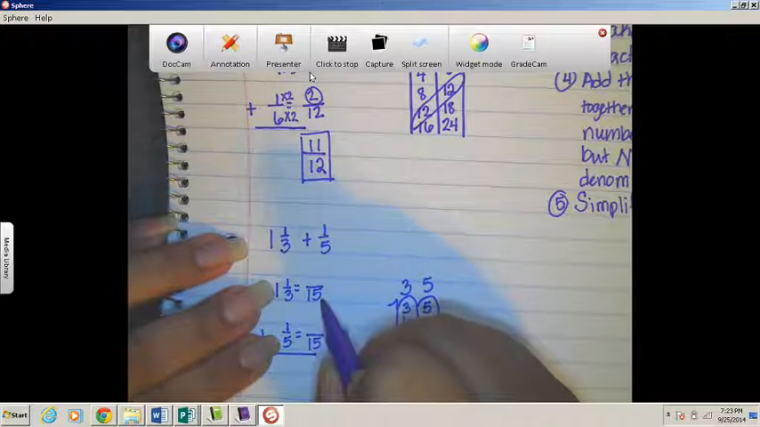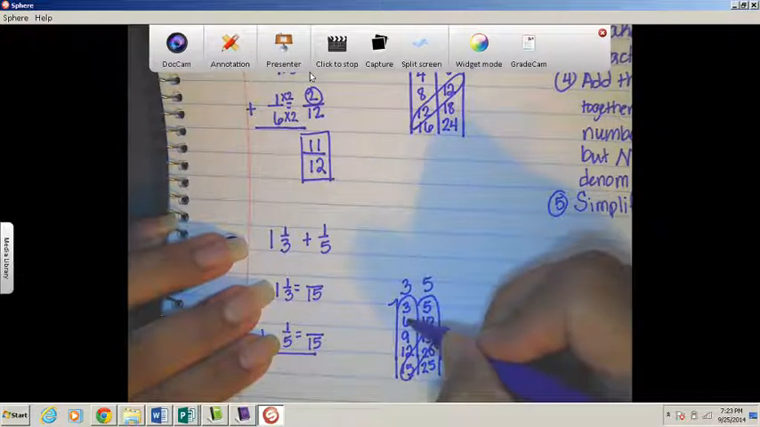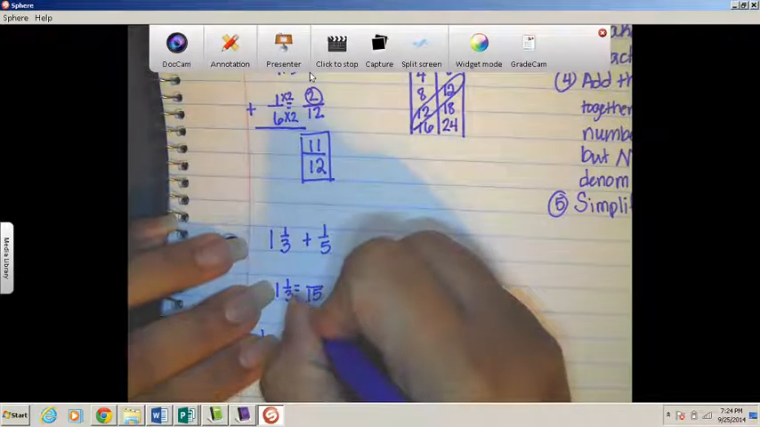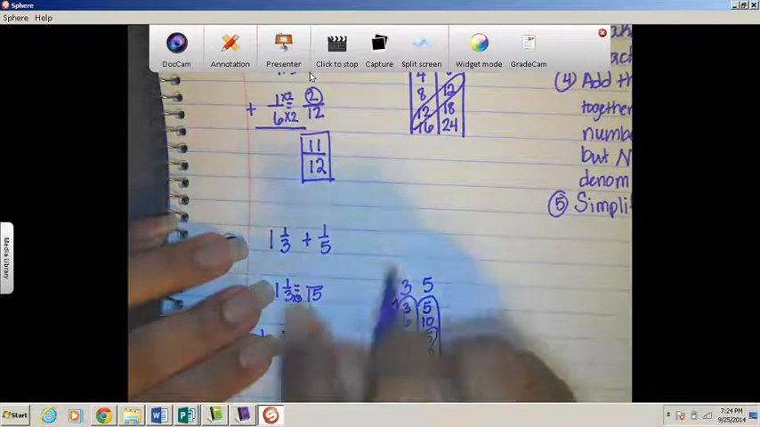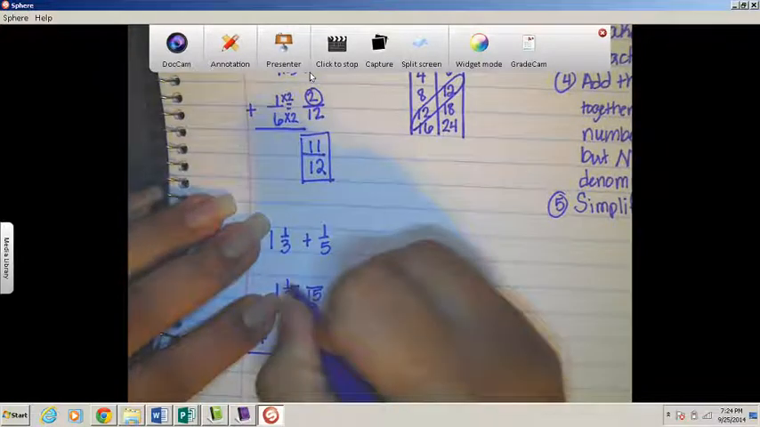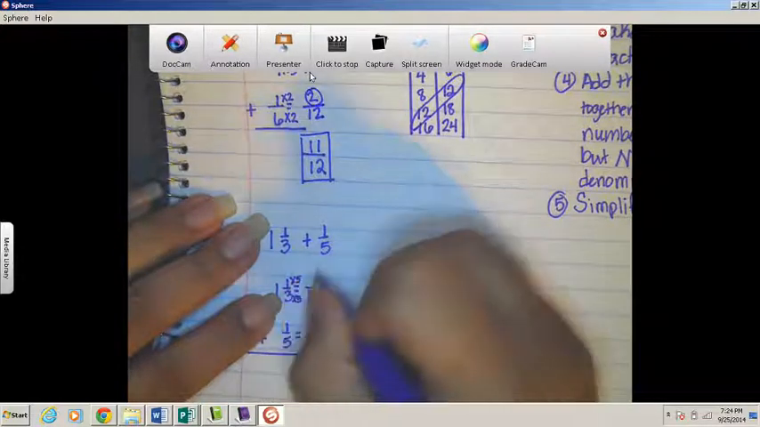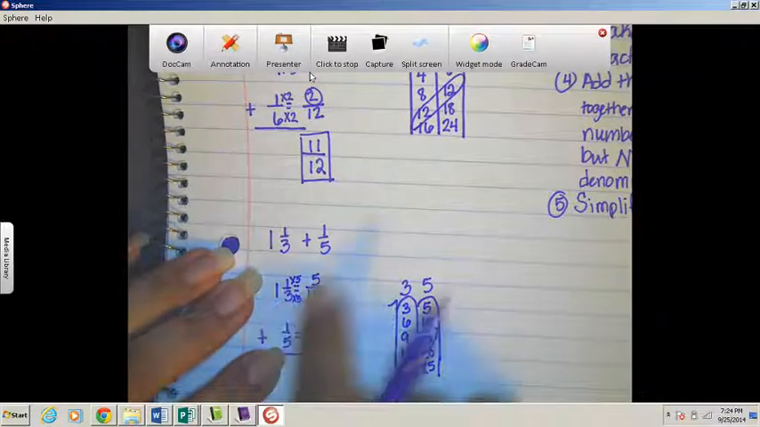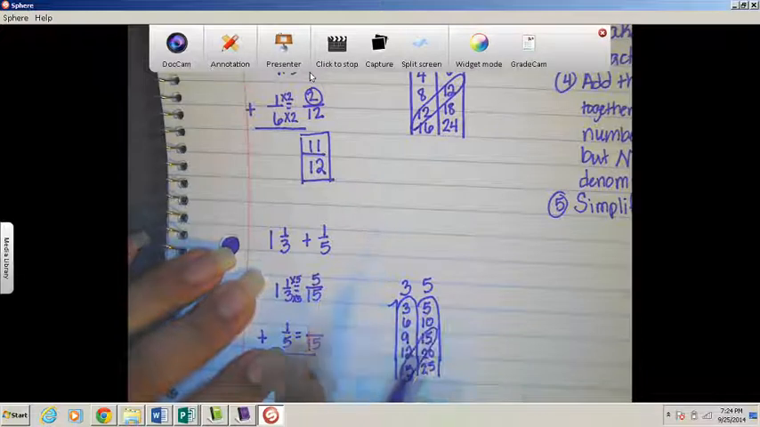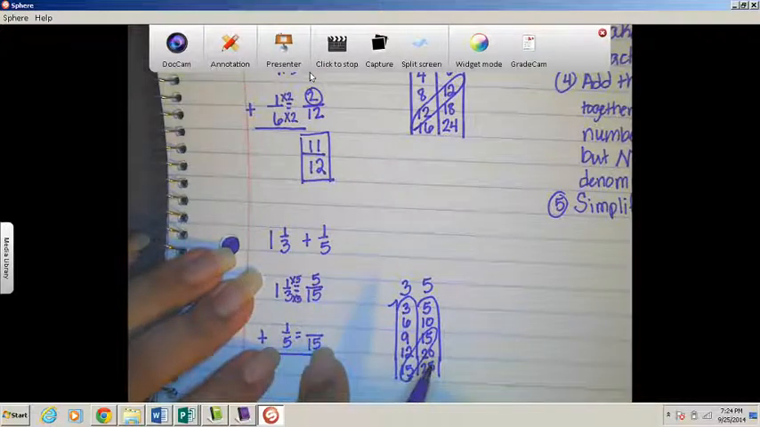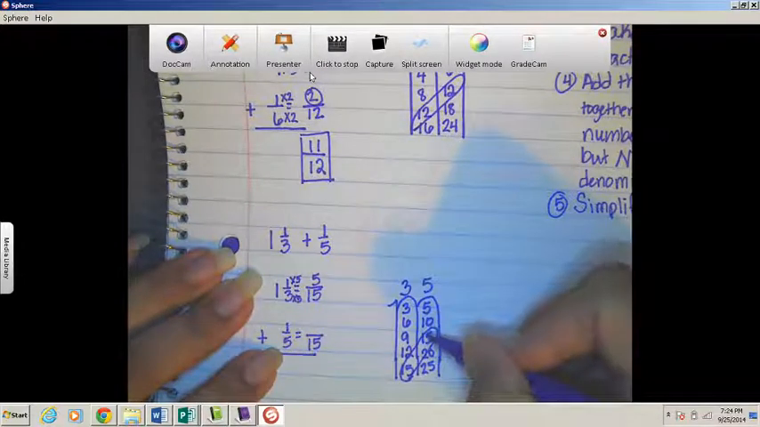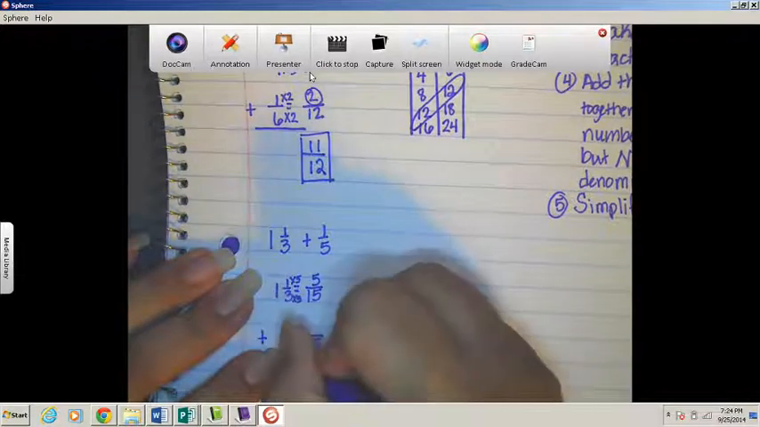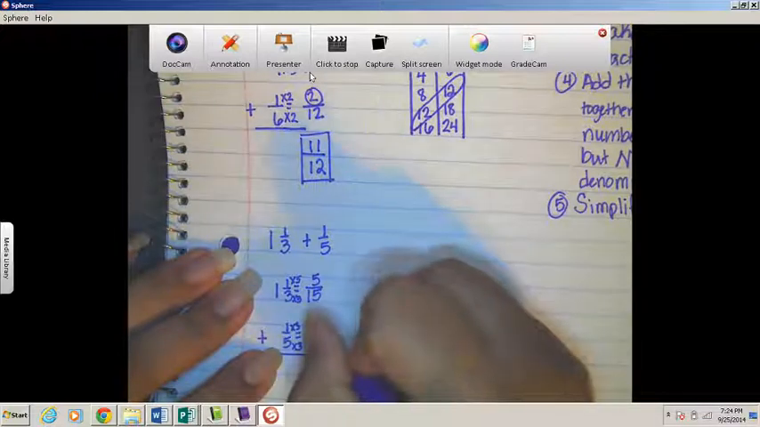3 goes into 15. 1, 2, 3, 4, 5 times. 3 times 5 is 15. Whatever I do to the bottom, I have to do to the top. 1 times 5 is 5. 1/3 is equivalent to 5/15. 5 goes into 15. 1, 2, 3 times. 5 times 3 is 15. 1 times 3 is 3.